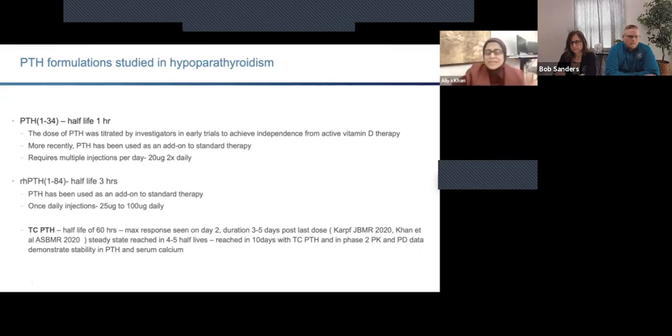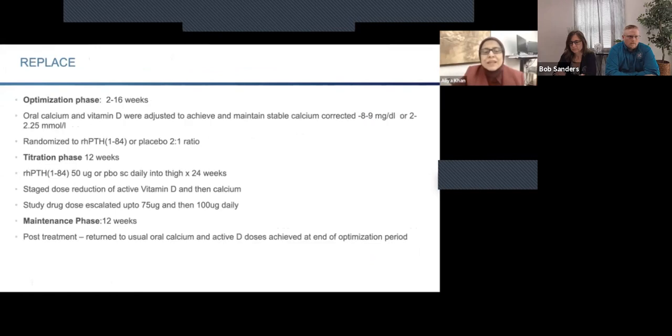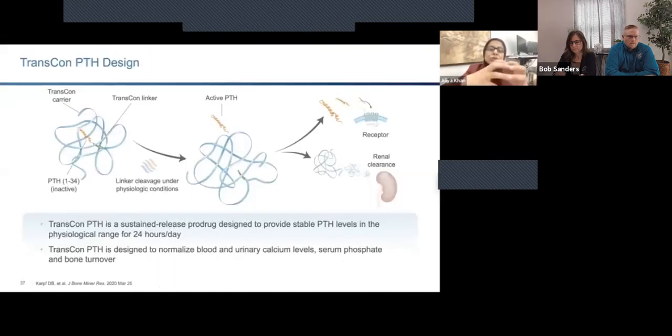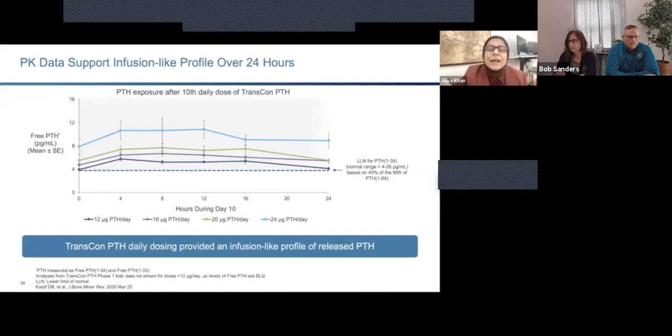How are we able to extend it? It's because we've linked it to this protein that allows us to extend the half-life of that molecule. So this results in stable PTH levels. And that's what we saw when we did the research and measured free PTH, that's PTH 1 to 33 and 1 to 34, we saw that the levels in the blood were stable.